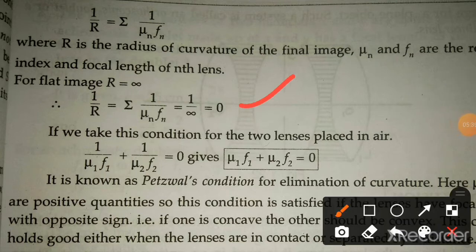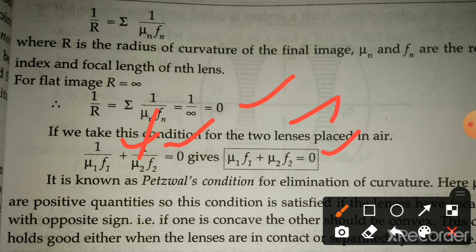If you take this condition for two lenses placed in air, then 1 by mu 1 f1 plus 1 by mu 2 f2 is equal to 0. From this we get (mu 2 f2 plus mu 1 f1) by (mu 1 mu 2 f1 f2) equal to 0. From this we get mu 1 f1 plus mu 2 f2 is equal to 0.